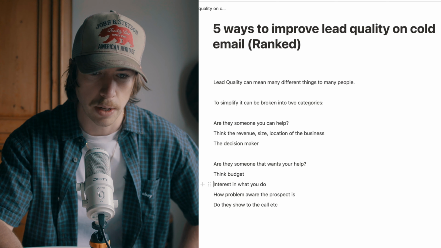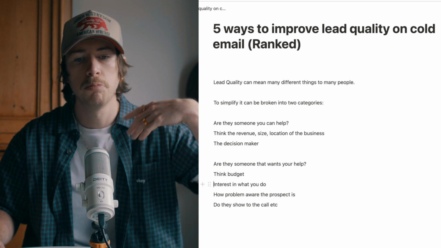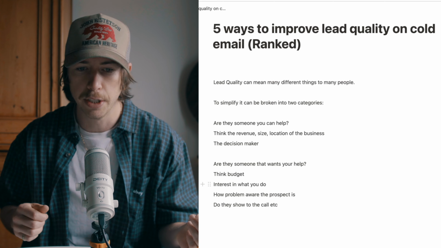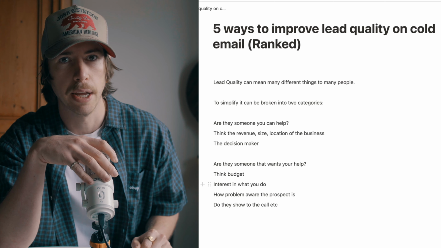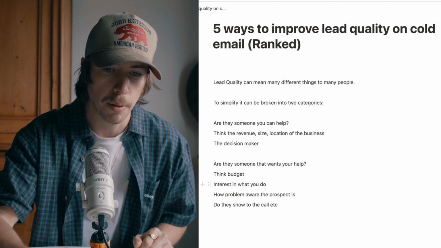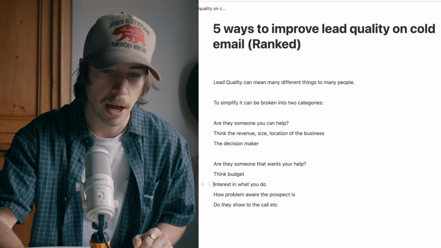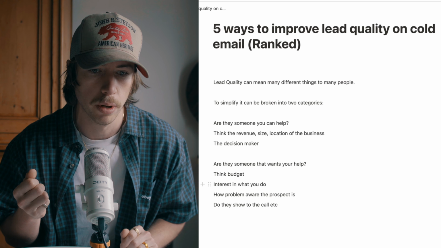So, when you're thinking about if there's someone you could help, think about revenue, size, location. Are you talking to the decision maker? These sorts of things. Think about, are they someone that wants your help? This is budget. Oh, they don't have budget for what we do. Typically, that's not because they don't have budget. It's because they don't see value in what you do. You haven't convinced them to spend their money with you.